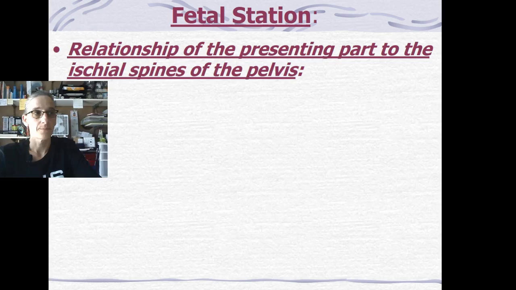Fetal station. Fetal station is the relationship of the presenting part to the ischial spines of the pelvis.